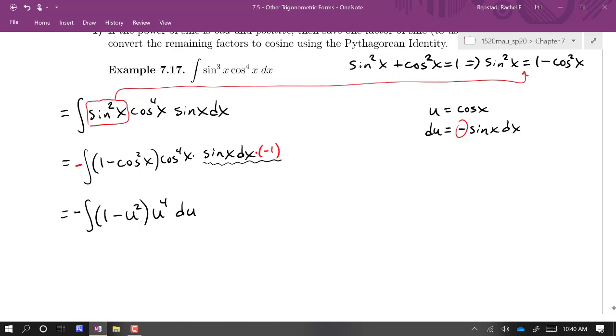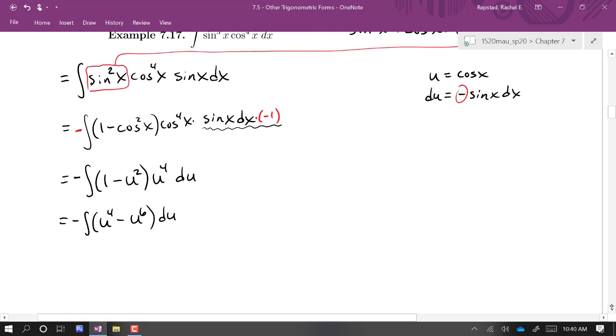We can use algebra to rewrite this. Let's distribute the u to the fourth. We get u to the fourth minus u to the sixth du. And this is a polynomial. It didn't end up being just a one-term power rule like those examples on the last page, but it's a similar scenario. It's still a power rule integral. I just have multiple terms.